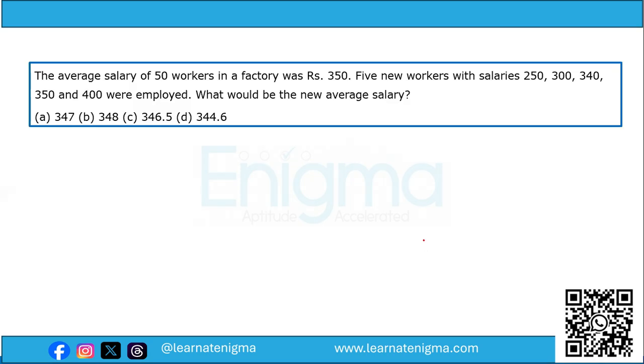The average salary of 50 workers in a factory was rupees 350. Five new workers with salaries 250, 300, 340, 350, and 400 were employed. What would be the new average salary?